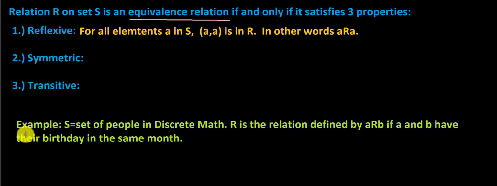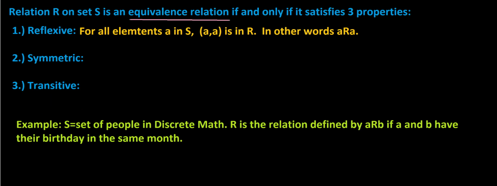So I'm down here in the example, and the example says S is the set of people in discrete math, so in our class, and R is the relation defined by A relates to B if and only if A and B have their birthday in the same month. So my birthday is in January, and if there's somebody in our class that also has a January birthday, then we would say I'm related to that other person. When I say related, I don't mean that we're cousins or brothers and sisters. I just mean related as in the relation R that we're defining here.